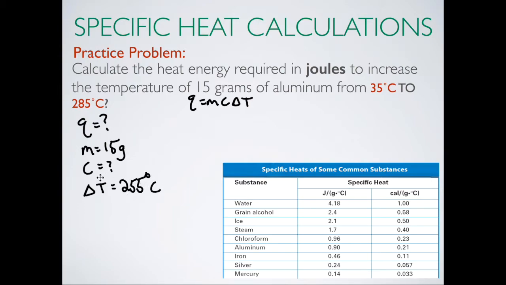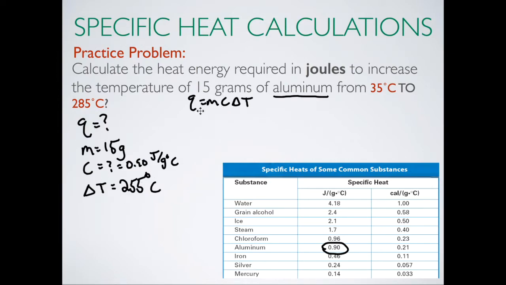Now I said that C is kind of unknown. It's not given to us up here, but they do give us a hint as to what it is. It does say that we have aluminum. And if you look at the data table over here, aluminum in joules per gram degrees Celsius is 0.90. So this is an instance where on your quiz, maybe I give you a data table and you can pull specific heat capacities for your individual substance from there.